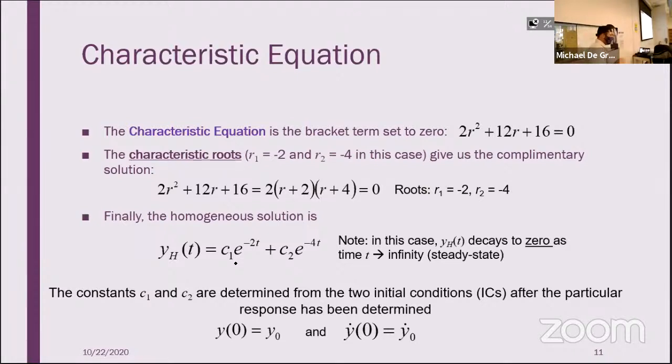So in this case, if we were to take the limit as time approaches infinity, so we're going to steady state, what happens? Well, that e to the -2t term gets smaller and smaller and tends to 0, because the exponent is negative and increasingly negative. It's getting increasingly small.